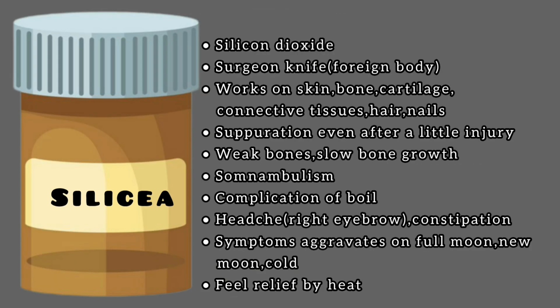Silicea, silicon dioxide. It is also known as surgeon's knife or foreign body. Works on skin, bone, cartilage, connective tissue, hair, nails. Symptoms include suppuration even after a little injury, weak bones, slow bone growth, somnambulism, commonly known as night walking, complication of boils, headache, majorly in right eyebrow, constipation. Symptoms aggravate on full moon, new moon, and cold. Feel relief by heat.